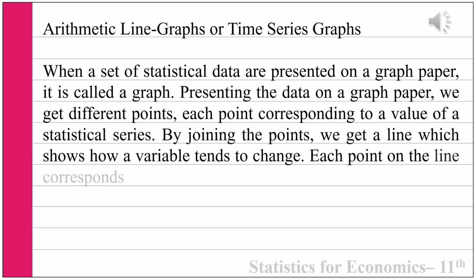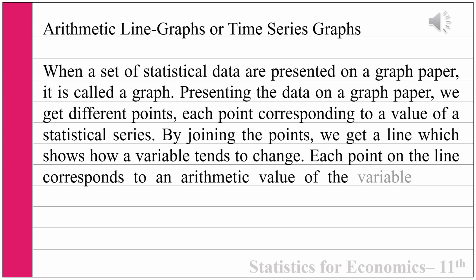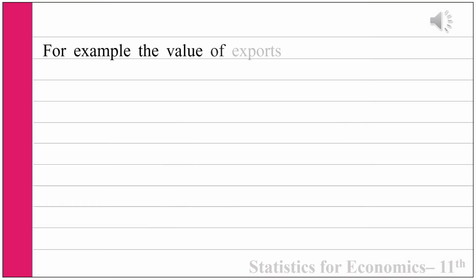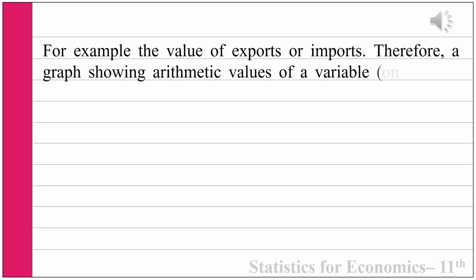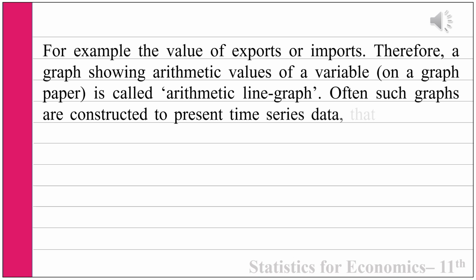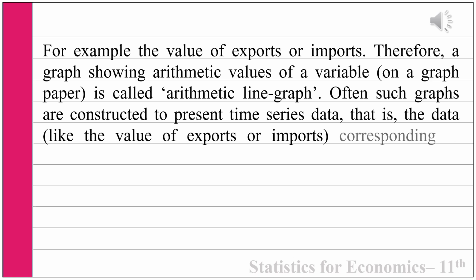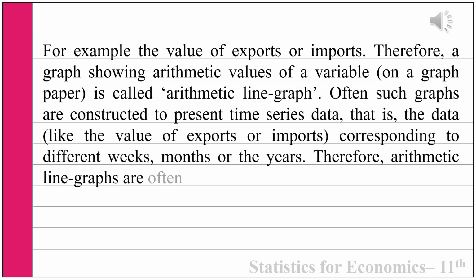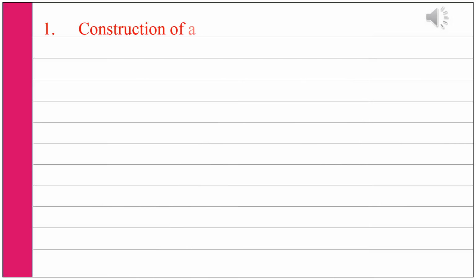Each point on the line corresponds to an arithmetic value of the variable under study, like, for example, the value of exports or imports. Therefore, a graph showing arithmetic values of a variable on a graph paper is called an arithmetic line graph. Often such graphs are constructed to present time series data, that is, the data, like the value of exports or imports, corresponding to different weeks, months or years. Therefore, arithmetic line graphs are often one construction of a graph.